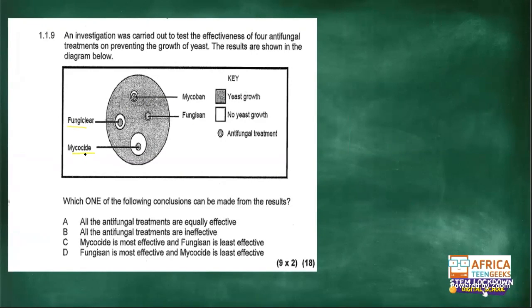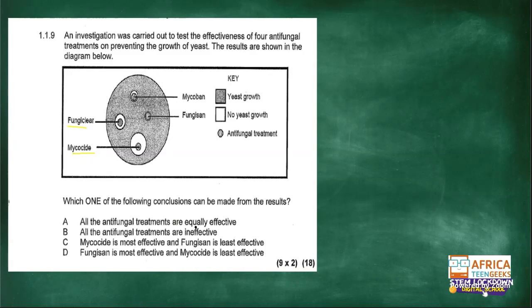You see, you have 4 different treatments over there, and you put them in different places in the agar plate so that you can see. So there's agar, there's yeast here, all around here. This is yeast, this is yeast. So when you put this antifungal treatment there, and you put antifungal treatment over there, you can see which one is most effective. Which one of the following conclusions can be made from the results?